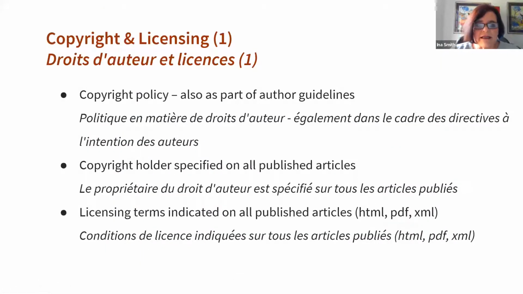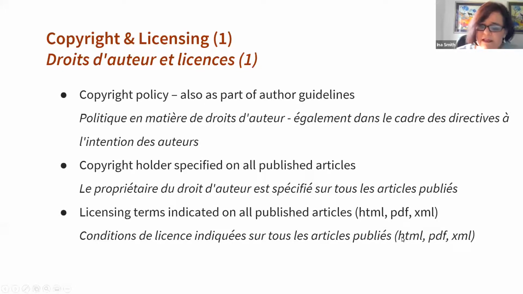So copyright and licensing was discussed during last week's webinar. But the copyright policy should preferably also form part of the author guidelines, so that all potential authors do not miss that important part of information. And the copyright holder should be specified on all published articles. And later in the presentation, I will show you how it can be done. And the licensing terms, how users can use and share the articles published in your journal, should also be indicated. So you should have a copyright policy and a licensing policy.